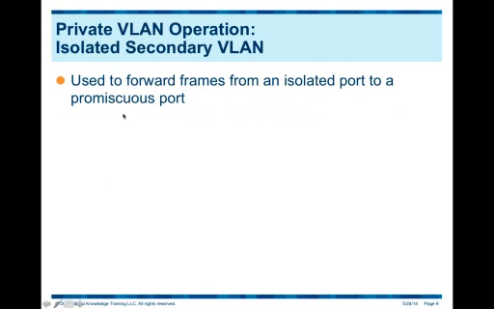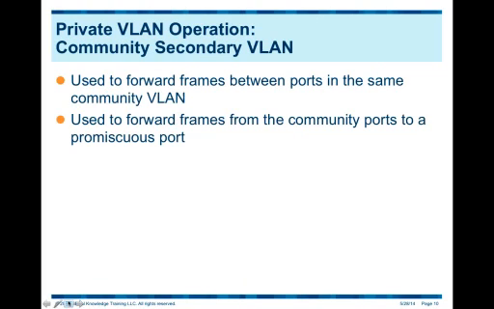The isolated secondary VLAN, this is a real simple concept. It's a simple data structure. It's used to forward frames from an isolated port to a promiscuous port, and that's really the only data path that you have when you configure a private VLAN with an isolated secondary VLAN. Right? Because remember, in an isolated VLAN, no port talks to any other port. It's truly isolated. So the only port that you get to talk to is the promiscuous port, right? And that's how you access your default gateway. And so it's a real simple data process in that case.